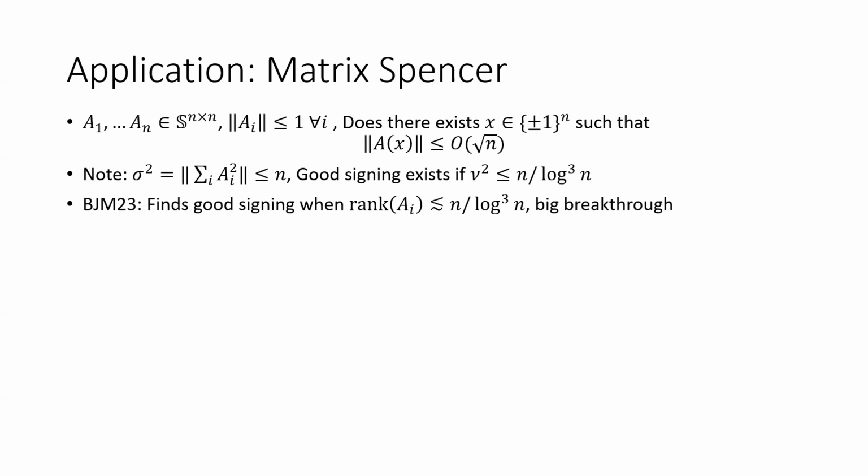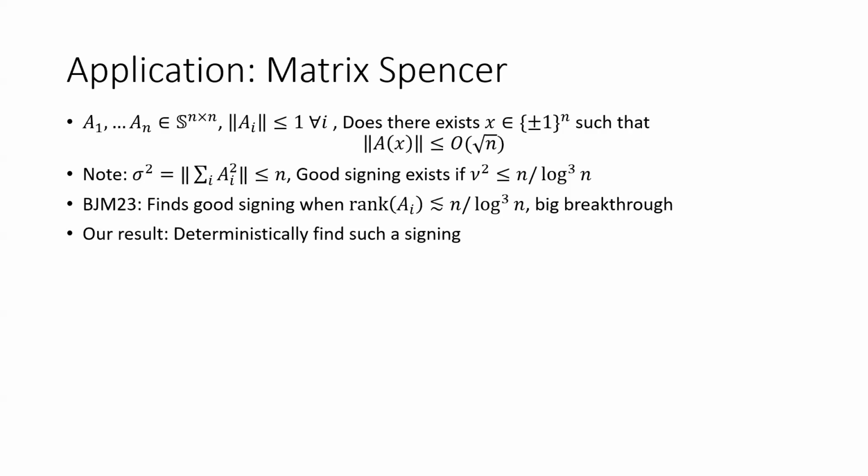It was shown by Bandeira, Jiang, and Mecca that actually you can find a good signing whenever the rank of each A_i is bounded, which was actually a really big breakthrough in the matrix Spencer problem, because previously people only knew how to do this when the rank is at most root n. But now they can do this when the rank of the A_i's are at most n over log cubed n. So yeah, this is a big breakthrough.